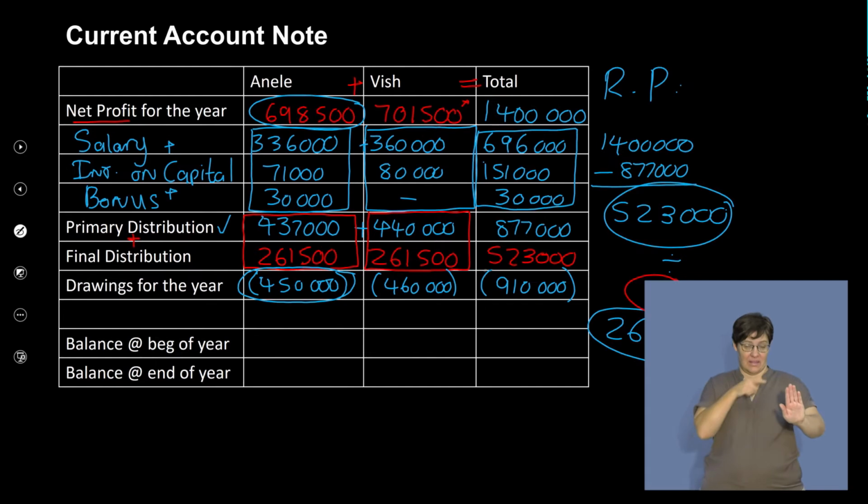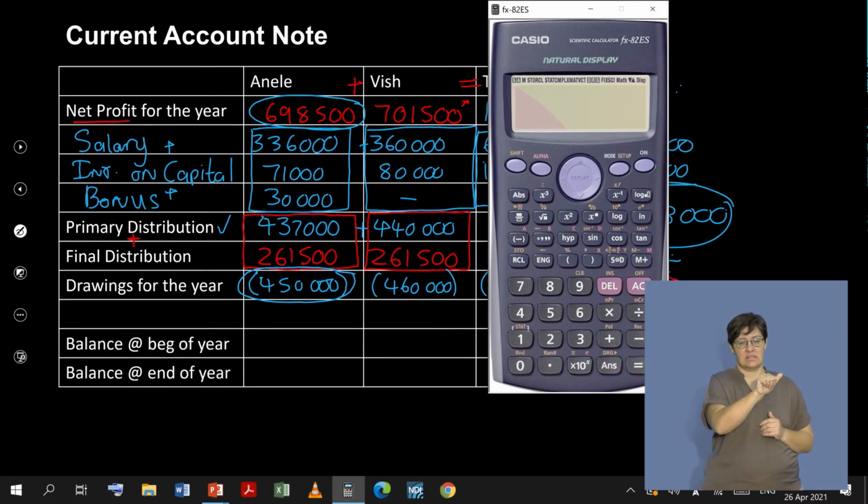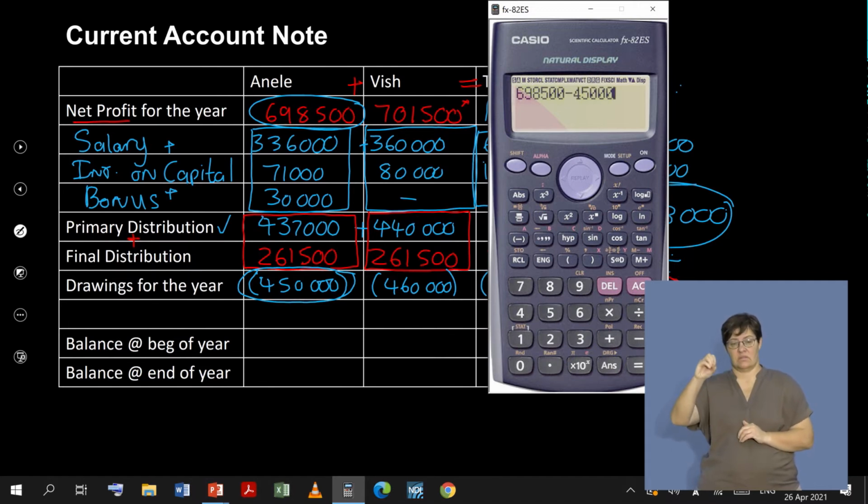So now I'm going to compare drawings, what they've taken, to what they were entitled to in this financial year. So let's look at Anele. So I'm now looking at the net profit for the year for Anele versus the drawings that she has taken. So let's grab our calculator. Right, net profit 698,500 minus her drawings for the year 450,000. Right, and that gives me a favorable balance of 248,500. Favorable because obviously she's still entitled to take more from the business. As you can see, drawings is much less than her share of the net profit.